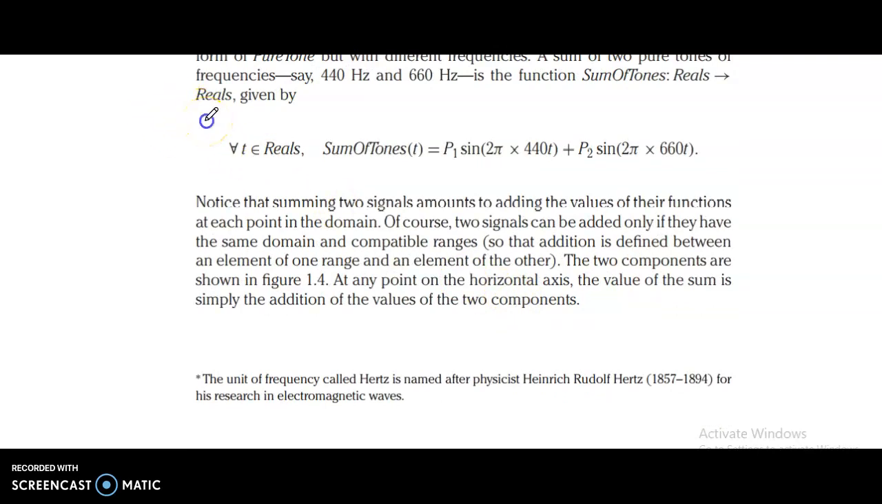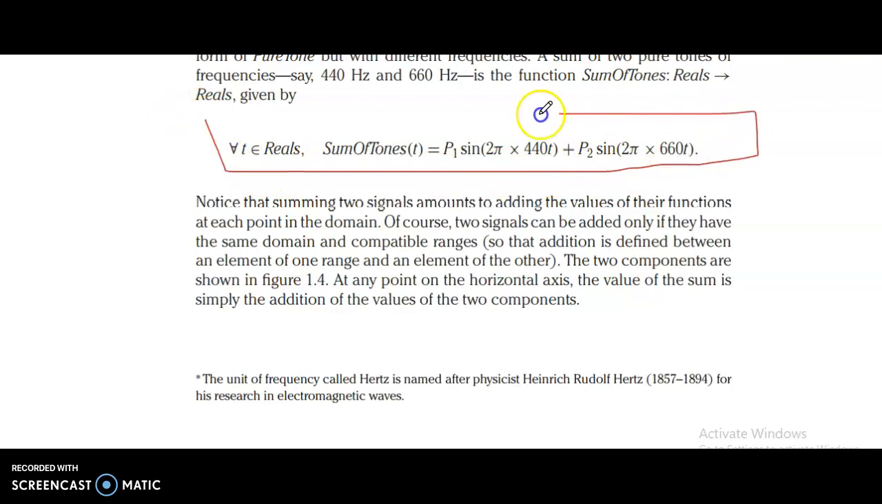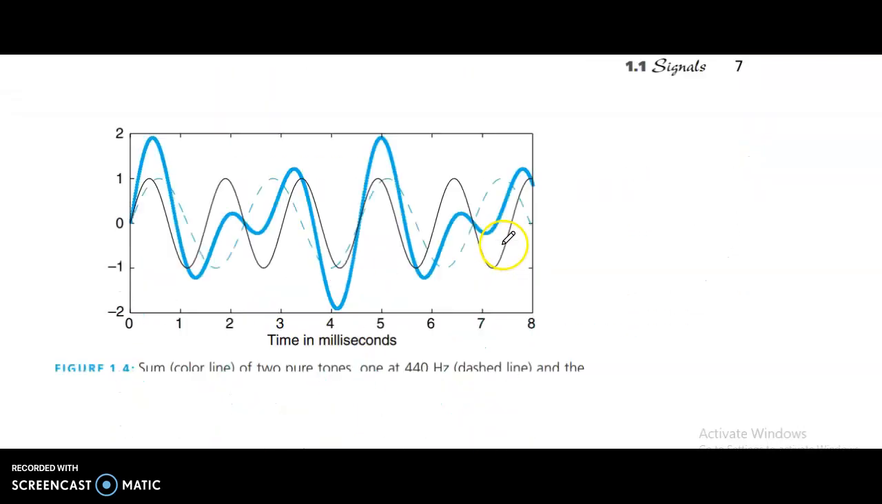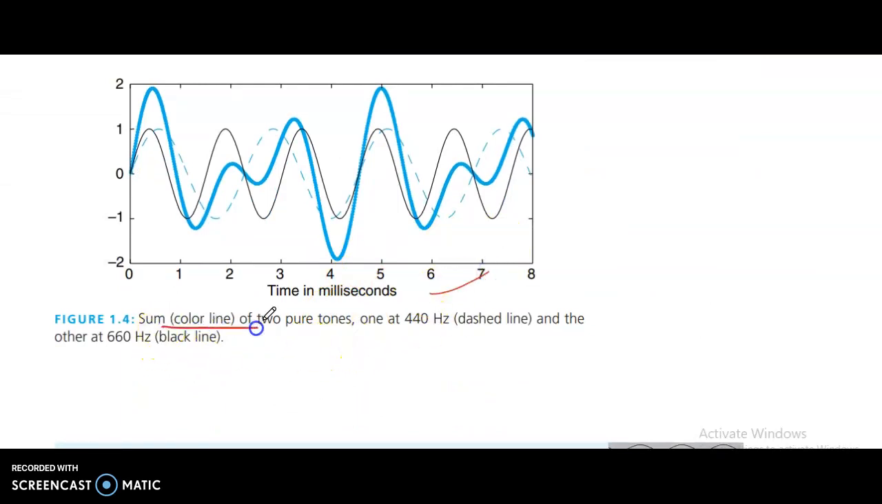For all t belonging to the set of reals, SumOfTones(t) equal to p1 sin(2 pi times 440 t) plus p2 sin(2 pi times 660 t). Time in milliseconds: sum of two pure tones, one at 440 Hz, the dashed line, and the other at 660 Hz, the black line. This black line is 660 Hz. This dashed line is 440 Hz. This colored line is the sum.